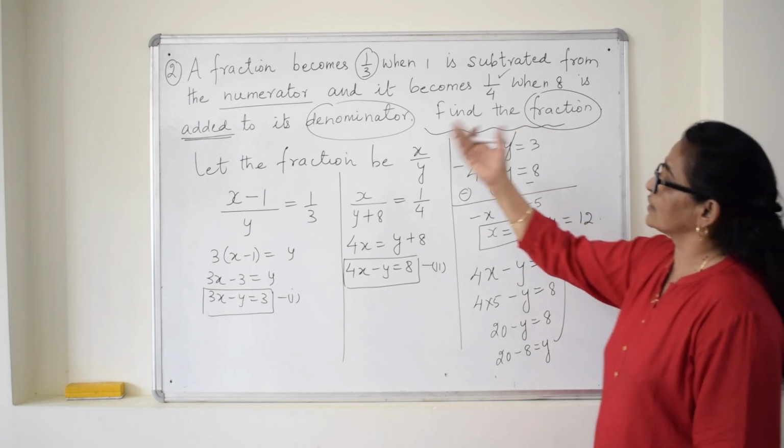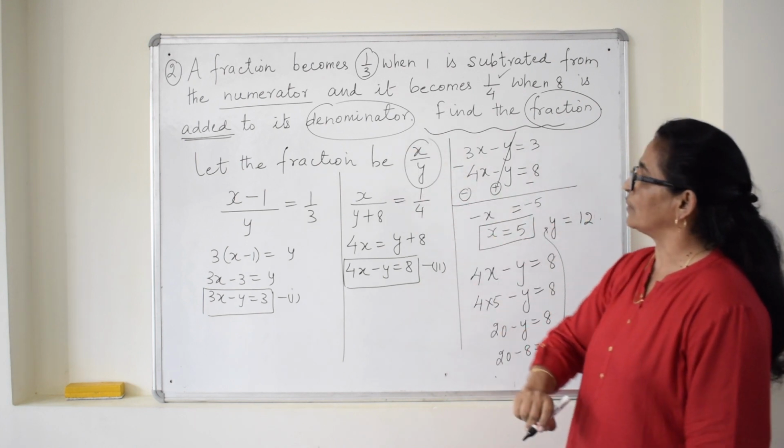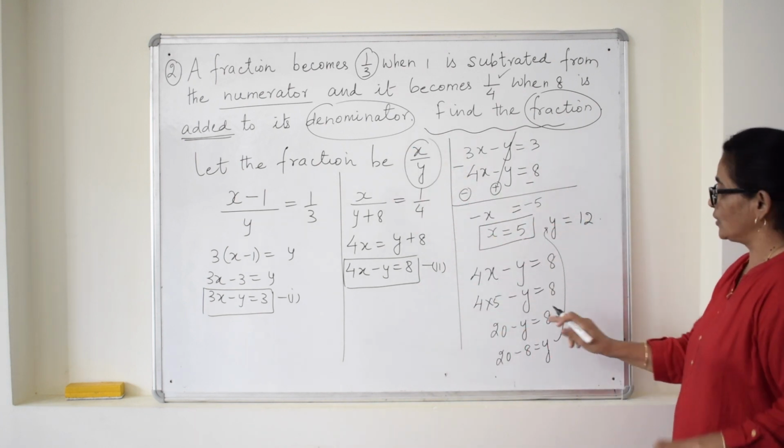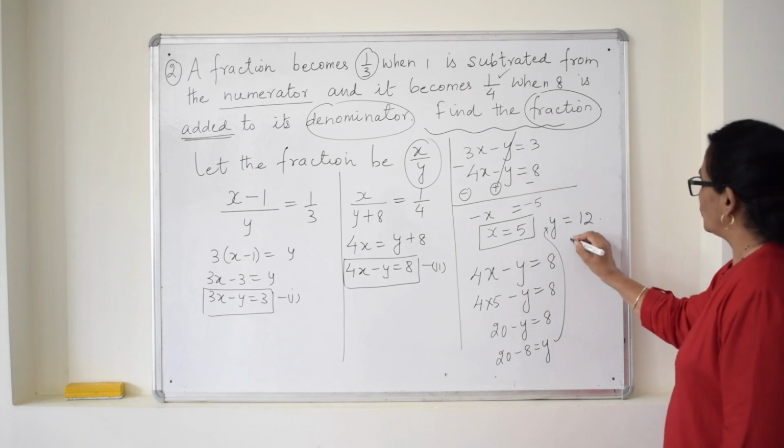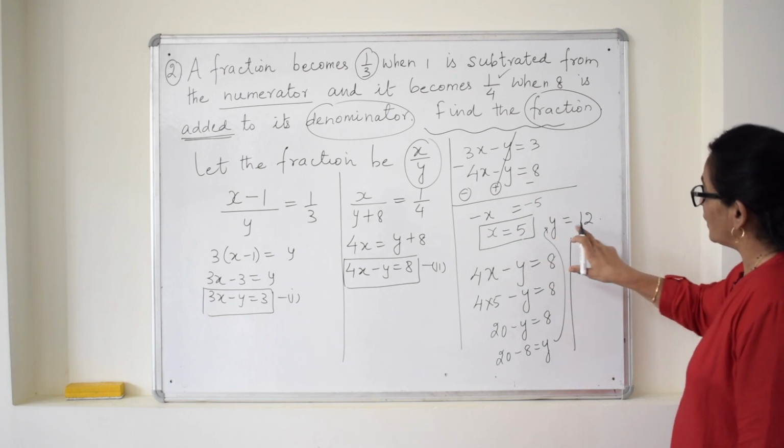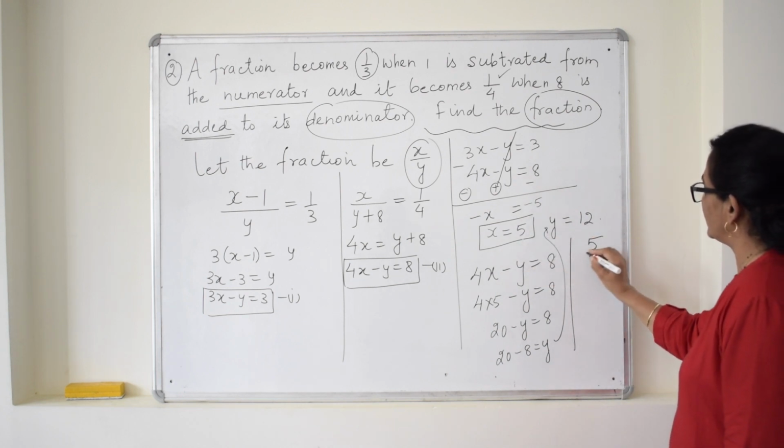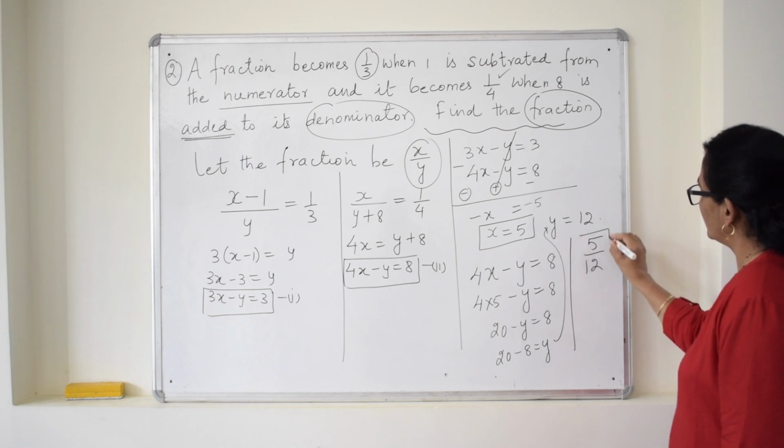Now what was the assumption? The assumption was that the number be x upon y. So always go back to that. So the number is x upon y. So our fraction is 5 upon 12.